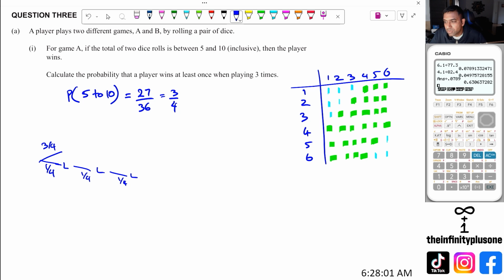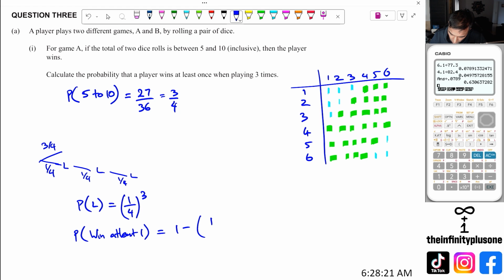So what we could do is figure out the probability that they lose 3 times. And then if you go 1 minus that, you're going to get the probability of winning at least once. So probability of losing is 1/4 to the power of 3. So then probability of winning at least 1 is 1 minus 1 over 4 to the power of 3. So we've got 1 minus 0.25 to the power of 3, not 4. And so that's going to give us 0.98.